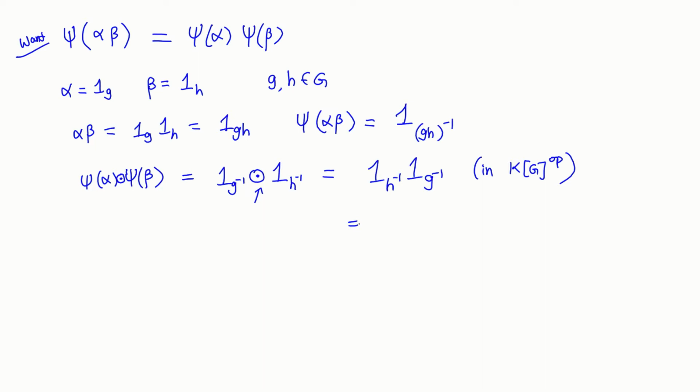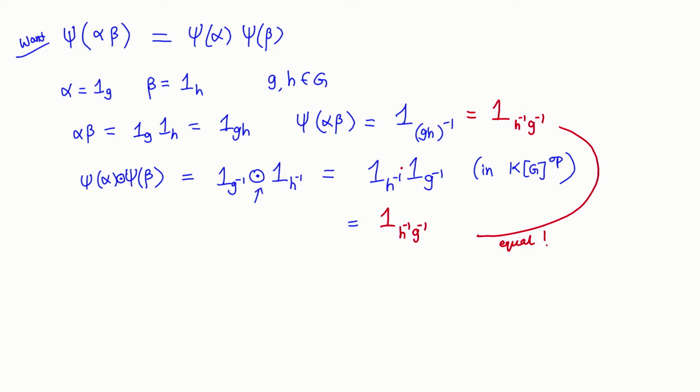Now these two things are equal, because let's check, 1 of (gh) inverse by definition is 1 of, so I know (gh) inverse in the group is h inverse g inverse, and 1_(h inverse) times 1_(g inverse) is also equal to 1_(h inverse g inverse), because this is now the multiplication in the ring R. I have already done the opposite, so I interchange the order of the factors and then do the usual multiplication in the ring R. So these two are of course equal, so we are done.